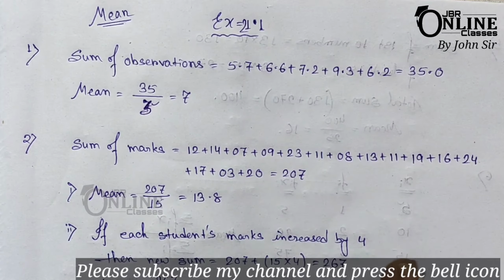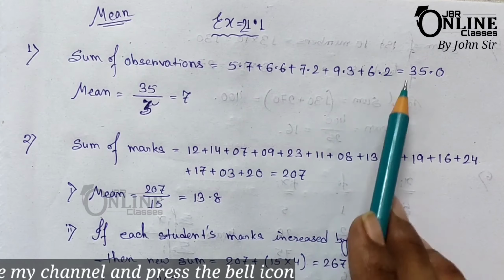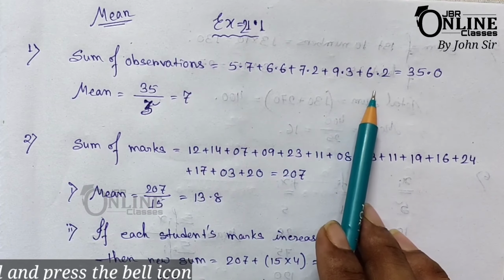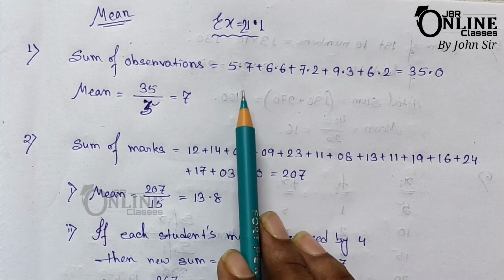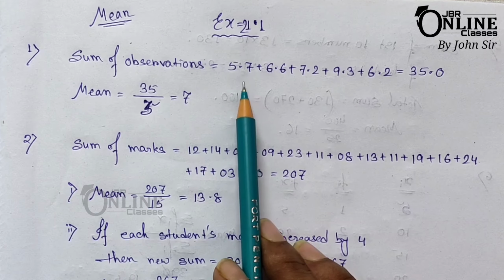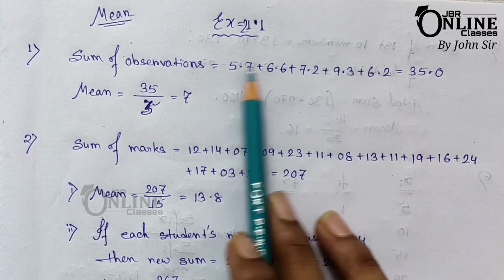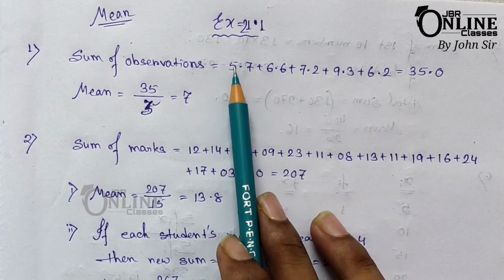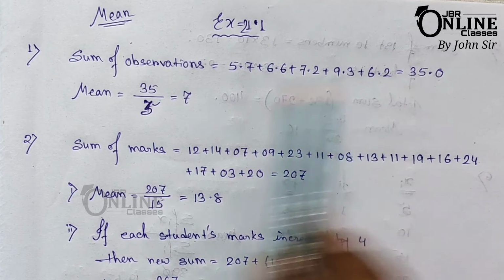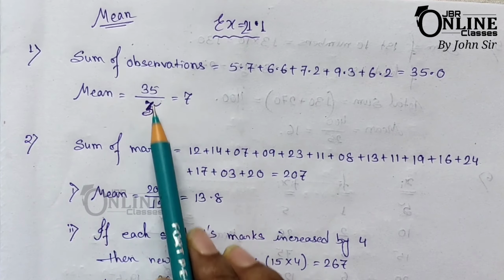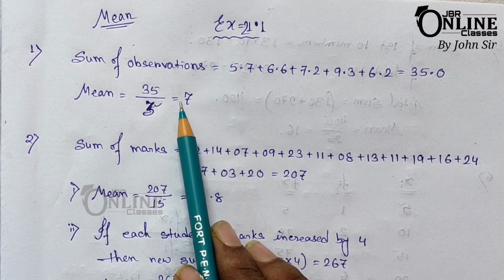Okay, now to find out the mean of the given data, here the formula is first you have to find out the sum of the given data. Okay, and then you have to divide this sum by the number of data or number of observations. So here 1, 2, 3, 4, 5, that means total number of observations equal to 5, and here the sum of the observations equal to 35.0. So here the mean equal to 35 by number of observations, that equal to 5. So 35 by 5 that equal to 7.